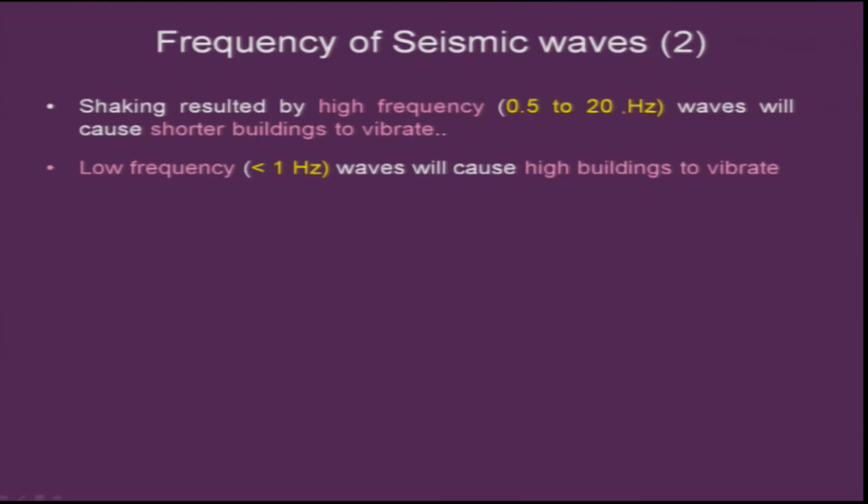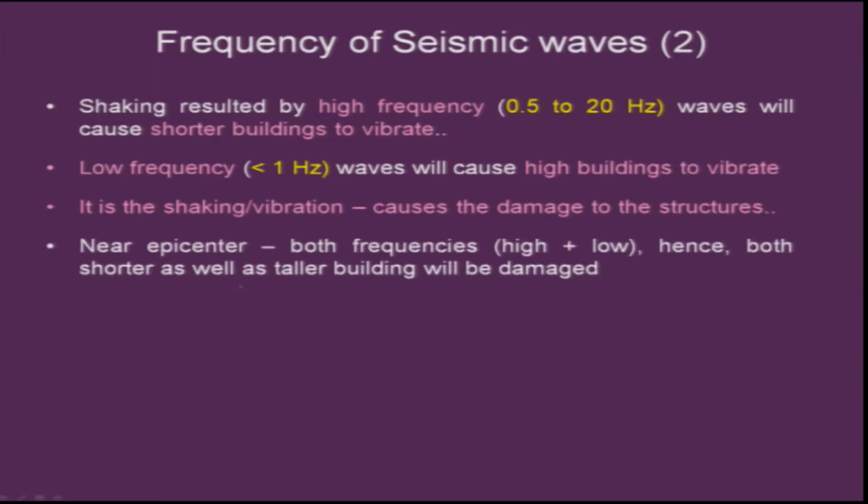Okay, whereas the low frequency waves, which we are talking of, the surface waves, will cause high buildings to vibrate. So if you are in the epicentral area, you will definitely have all the frequency waves which have been generated, and so you can have the vibration of the shorter buildings as well as the taller buildings. Now it is the shaking or the vibration that causes the damage to the structures. So near or within the epicentral region, both high as well as low frequency waves will be experienced, hence both shorter as well as taller buildings will be damaged here.